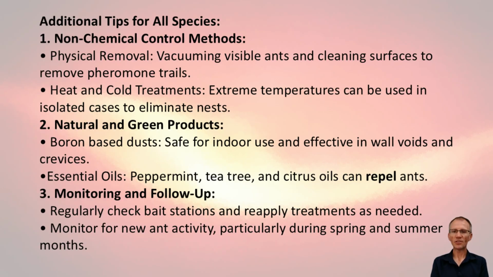Let's look at some additional tips for all species. 1. Non-chemical control methods. One of these would be physical removal, vacuuming visible ants and cleaning surfaces to remove pheromone trails. Another option would be heat and cold treatments. Extreme temperatures can be used in isolated cases to eliminate nests.